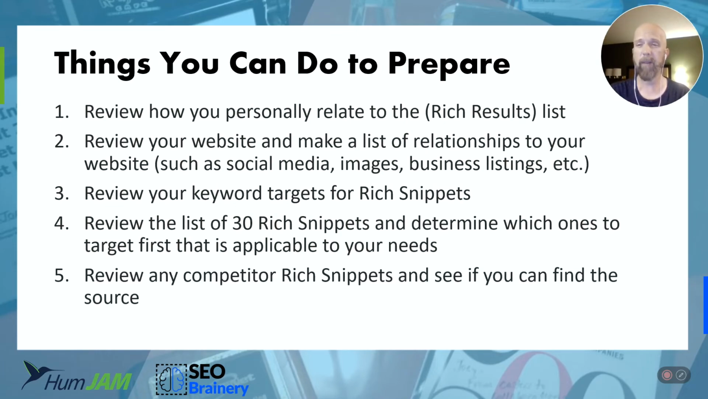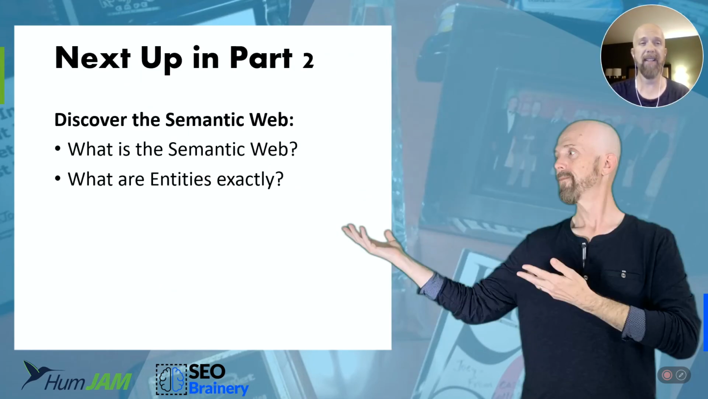Then review any competitor snippets that you may see, and see if you can go to the competitor's website and identify the schema code that was used to create that snippet. That's a great homework assignment, and it will help you go to the next level with this information. So do those things, and next up in part 2, we're going to discover the semantic web, what it is, what entities are, and how all this relates, and we're going to connect them all up in the next video.